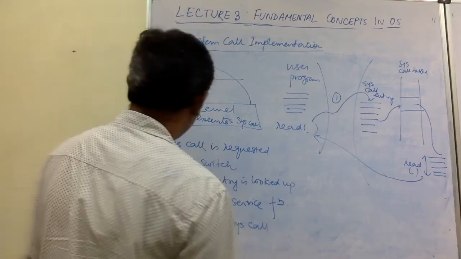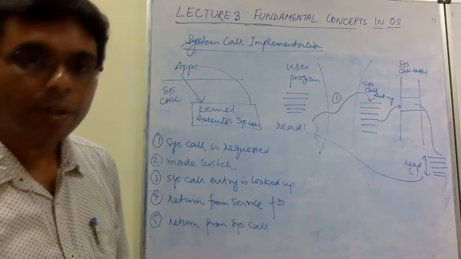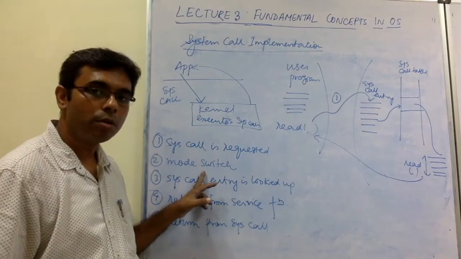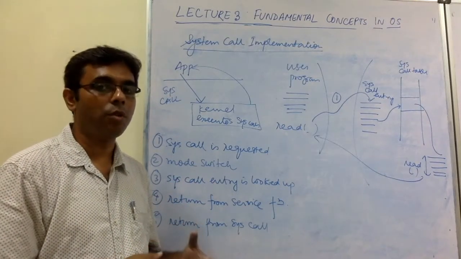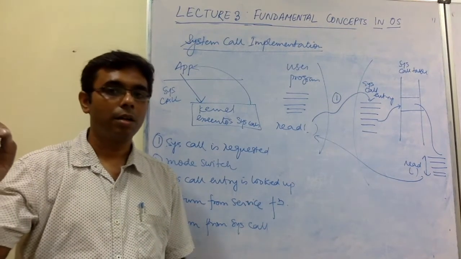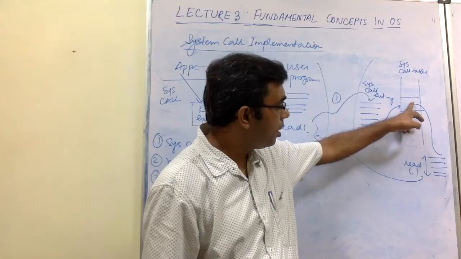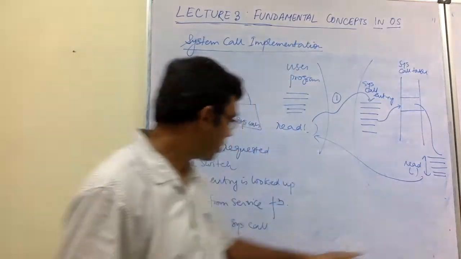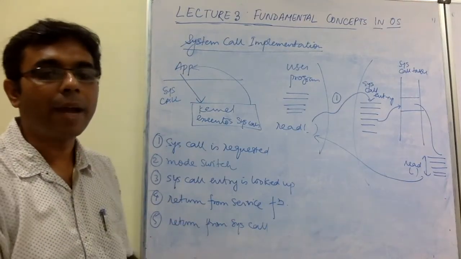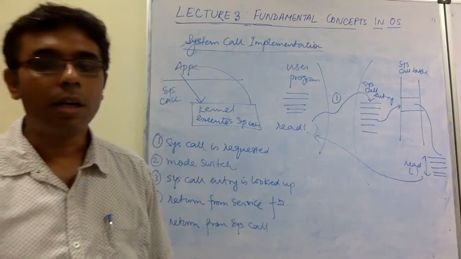So let's summarize. The moment a system call is invoked, it's a software generated interrupt that is sent to the OS. The CPU switches the mode. The OS looks up the system call entry, that's the interrupt vector, and finds the corresponding interrupt handler for that particular syscall. It looks up this entry, jumps to that code, the system call function, and once the function is executed, it returns back to the application. So this is how a system call gets implemented.